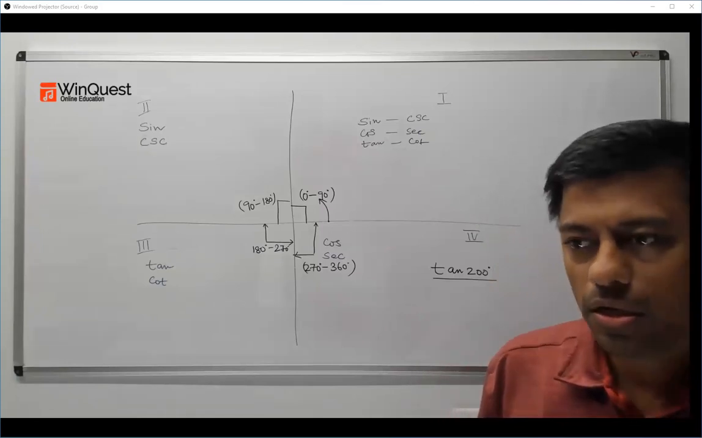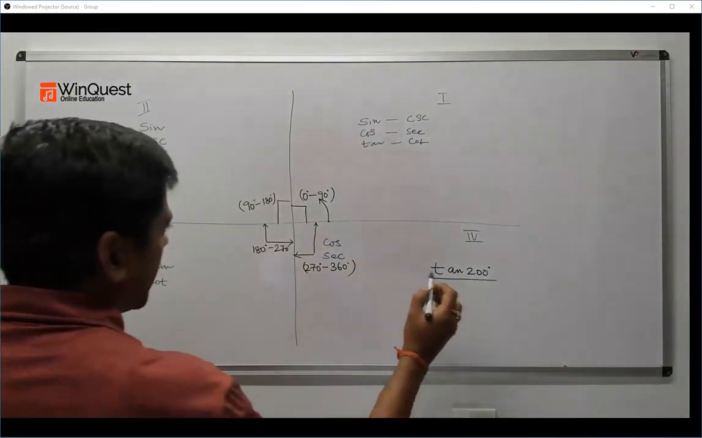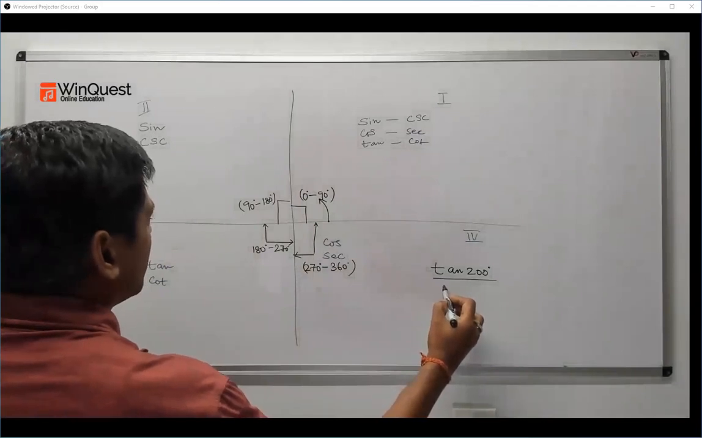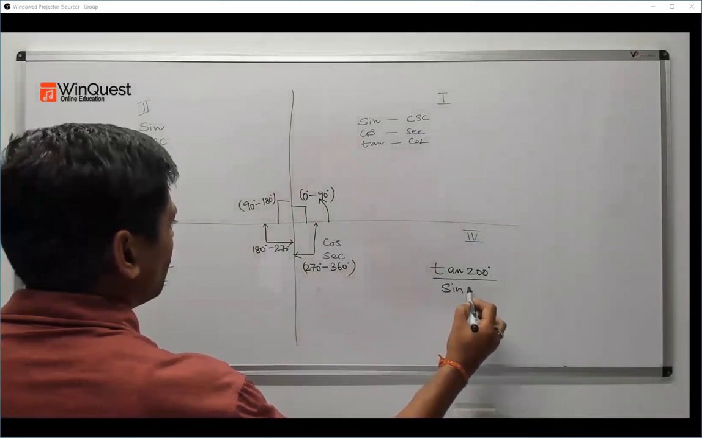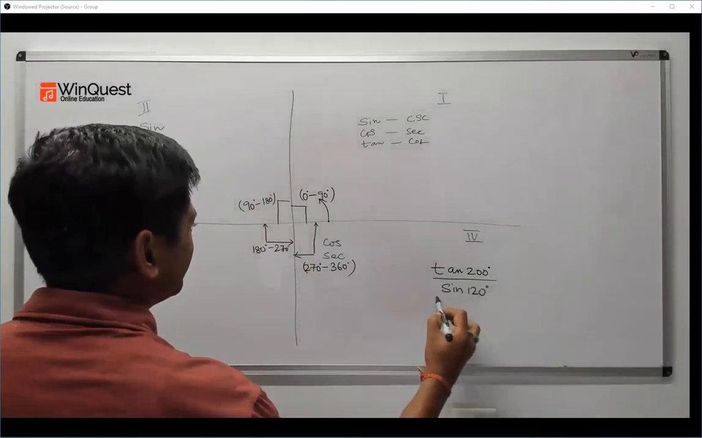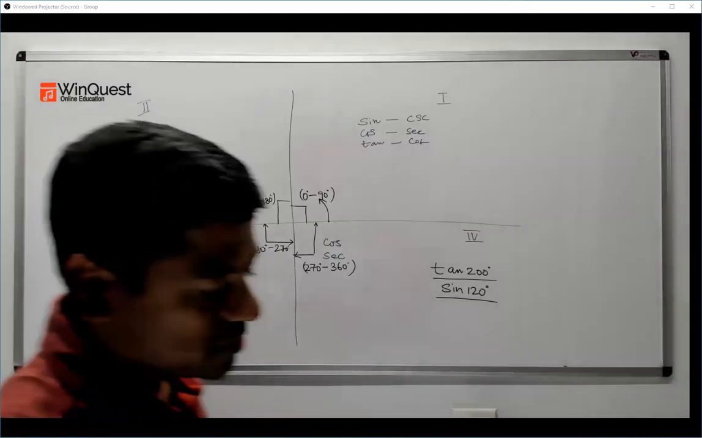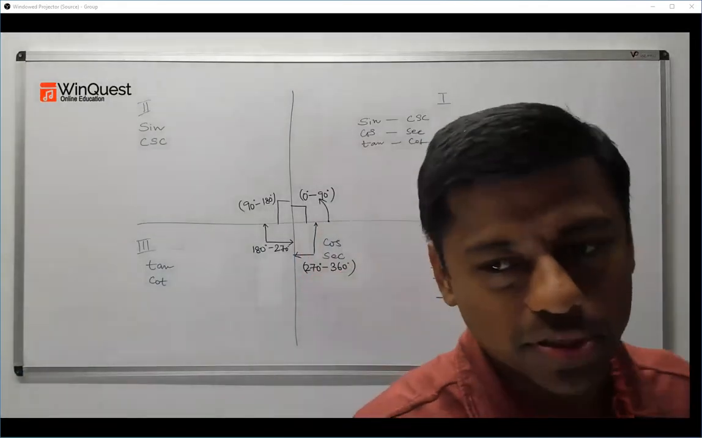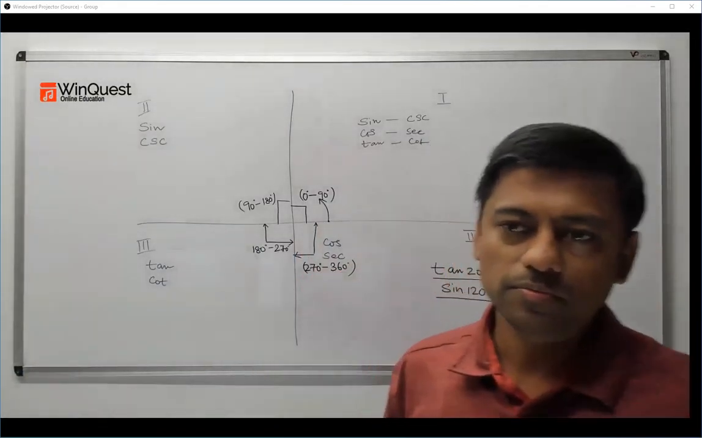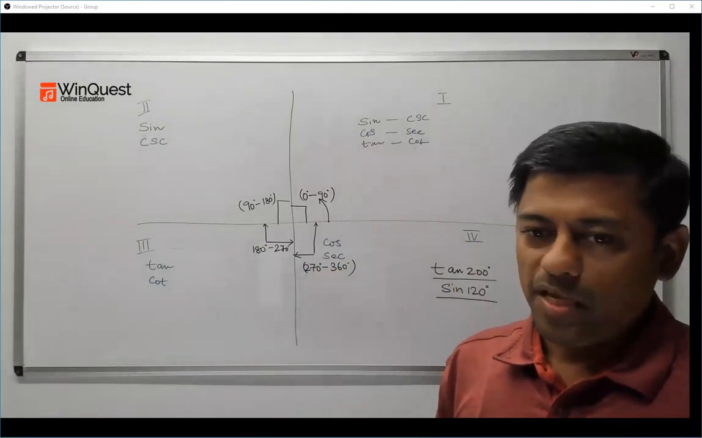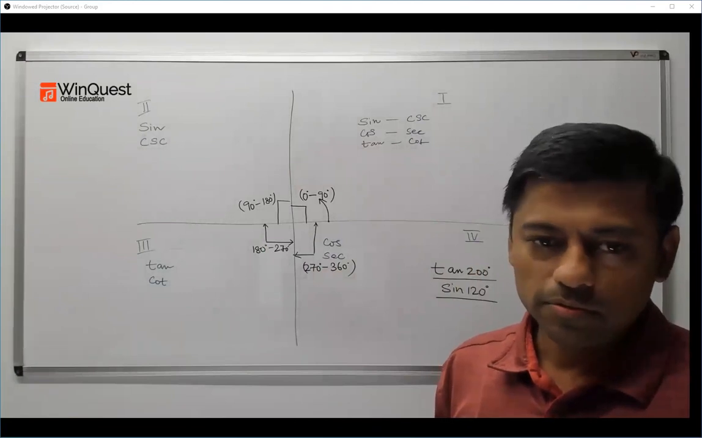Next, another friend of yours comes and says sine of 120 degrees. Which house is it going to, and will it take a positive value or a negative value? It goes to quadrant 2 and it will take a positive value. Yes or no?